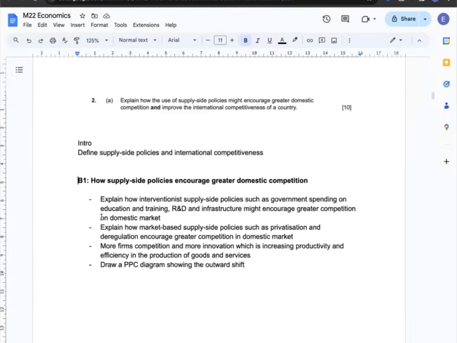First, there will be an explanation about how interventionist supply side policies, such as government spending on education, training, R&D, infrastructure, all of that encourage greater competition in domestic markets. And I can further explain how market-based supply side policies, such as privatization and new regulation, encourage greater competition in domestic markets. And also, more firms would compete and innovate according to all the policies that I mentioned above. That would encourage productivity and efficiency in the production of goods and services in the country's domestic market. So I can illustrate all of the analysis above with a PPC diagram shifting outward.